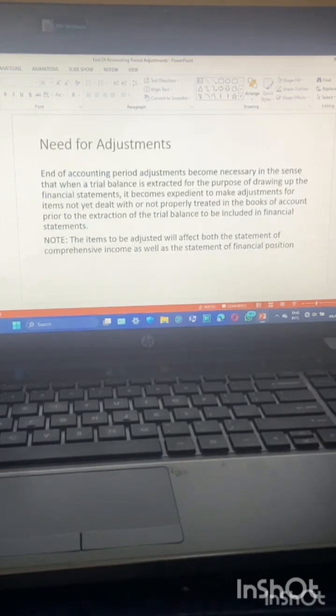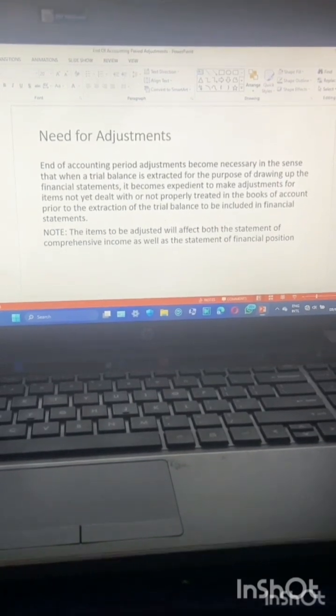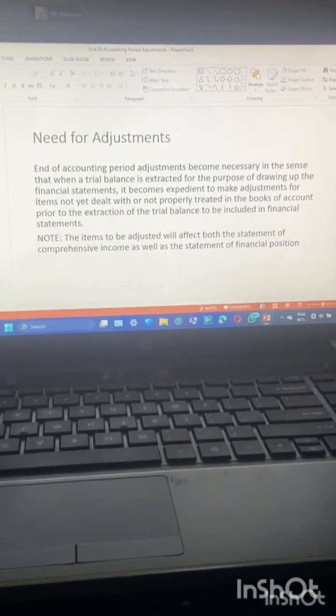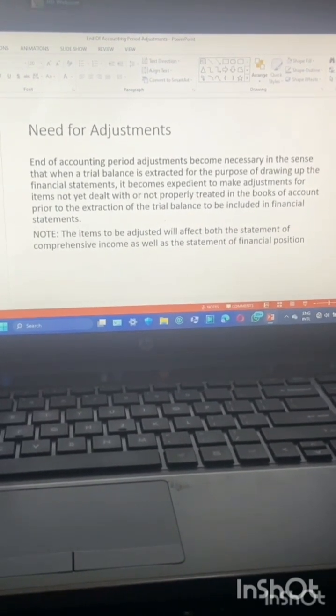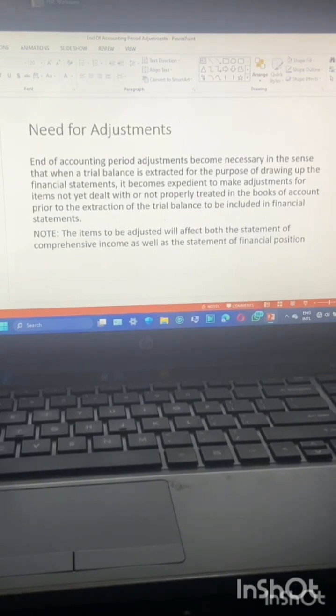Now we have the need for adjustment. Adjustment becomes necessary in the sense that when a trial balance is extracted for the purpose of drawing up the financial statement, it becomes expedient to make adjustments for items not yet dealt with or not properly treated in the ledger. It becomes necessary to treat those items in the books of accounts prior to the extraction of the trial balance and to include them in the financial statement.